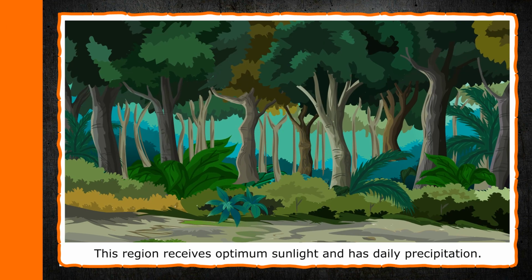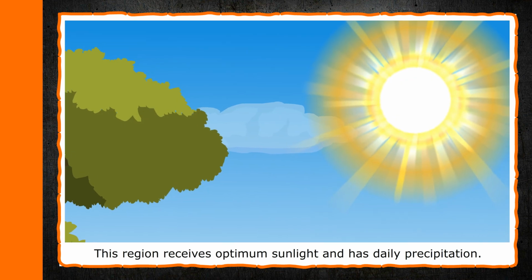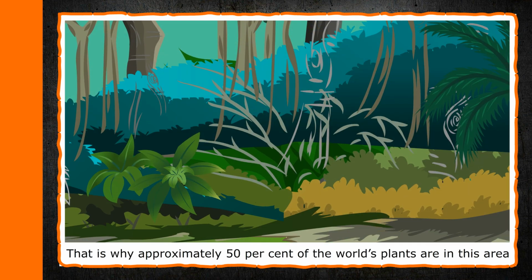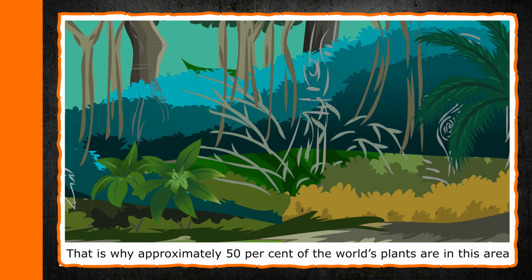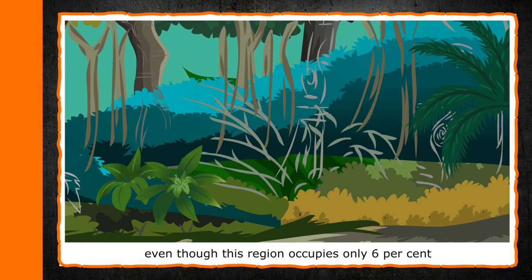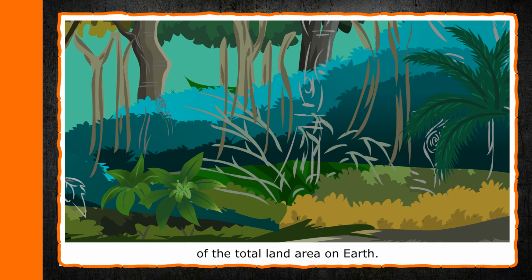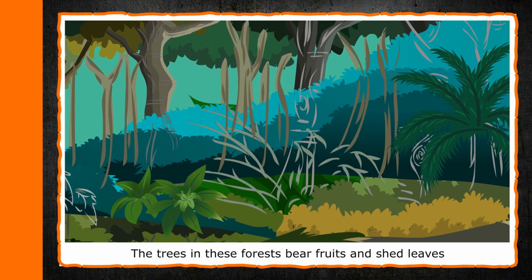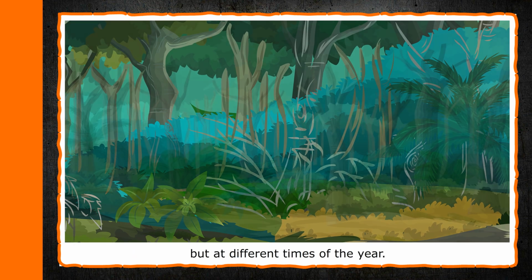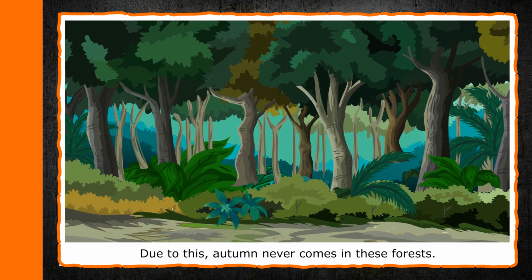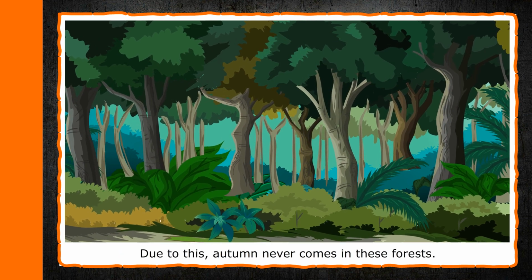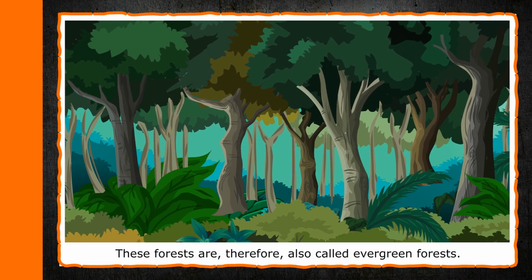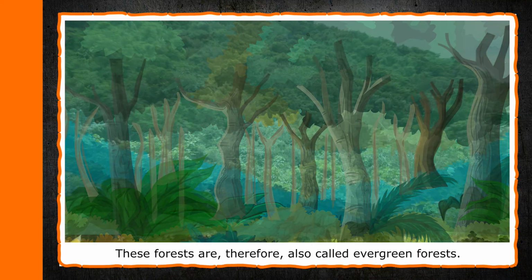Vegetation. This region receives optimum sunlight and has daily precipitation. That is why approximately 50% of the world's plants are in this area, even though this region occupies only 6% of the total land area on Earth. The trees in these forests bear fruits and shed leaves, but at different times of the year. Due to this, autumn never comes in these forests.